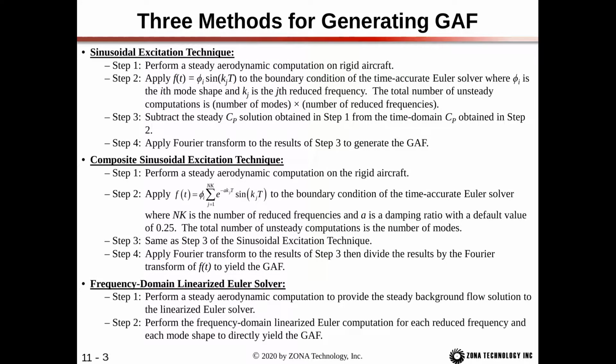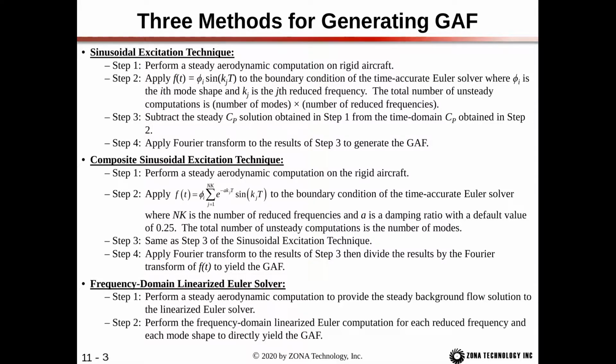So step 1, once again, is perform the steady aerodynamic computation on the rigid aircraft. And then step 2, we apply f of t equals phi i times the sum from j equals 1 to n k of e to the minus a times k j times t times sine of k j times t to the boundary condition of the time-accurate Euler solver, where of course n k is the number of reduced frequencies, a is the damping ratio, which has a default value of 0.25.